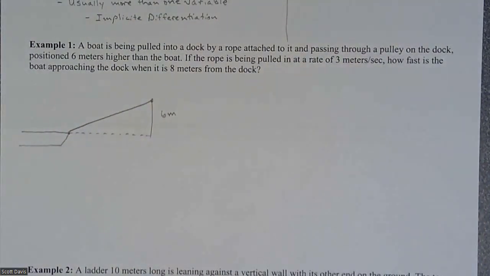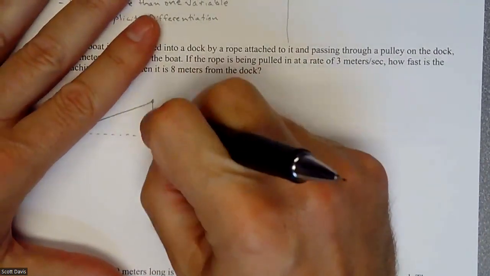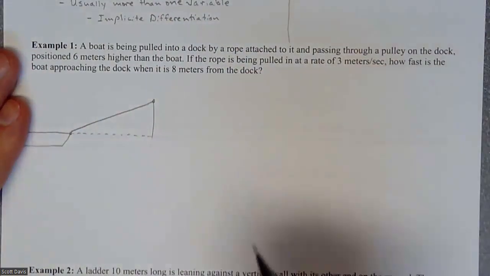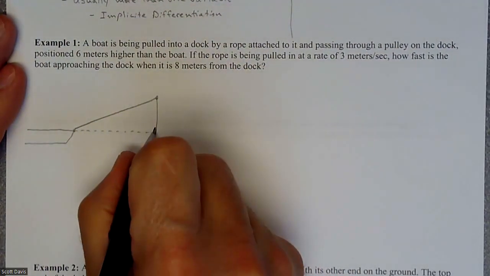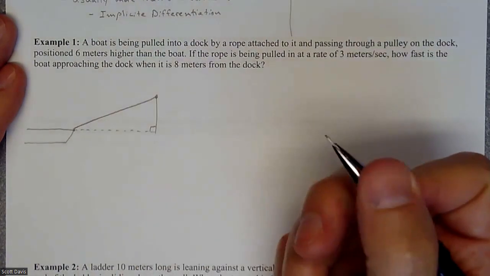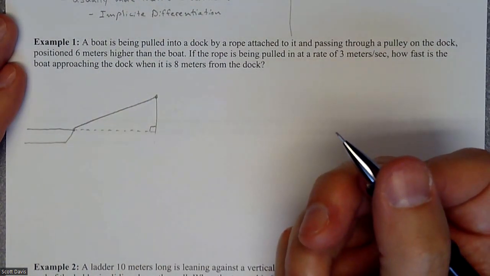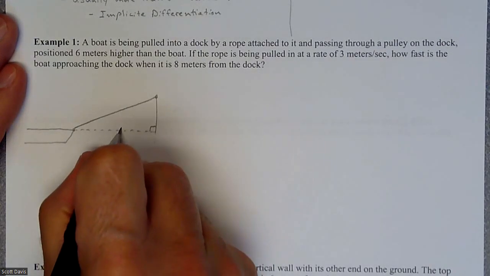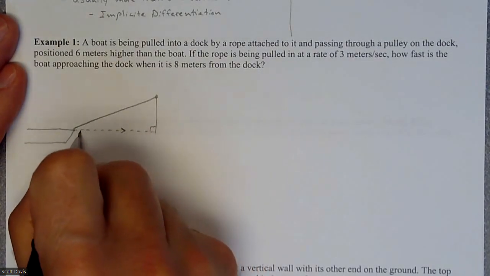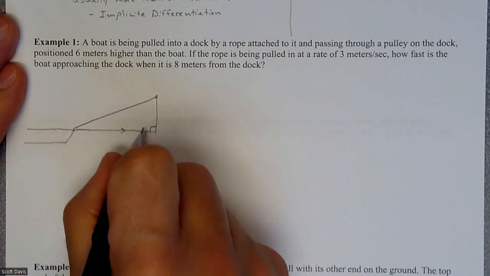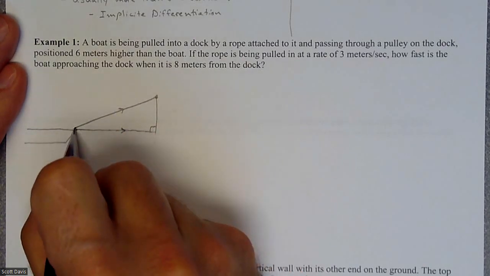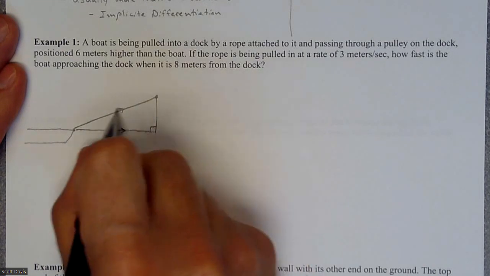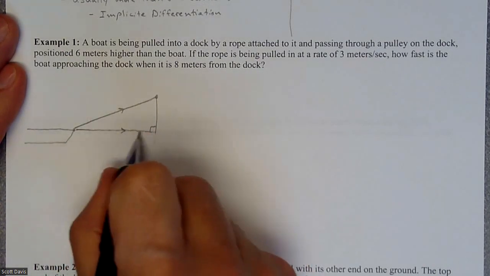All right, so let's throw some values out onto this. We're going to be adding more information than you realize on this. So the picture is going to play a huge role. The fact that we have a right triangle, that's going to play a role. All these little things matter. So we're being pulled into the dock. Just make it solid. And the distance is coming in and the rope is being pulled in. So this is shrinking and this distance is shrinking.